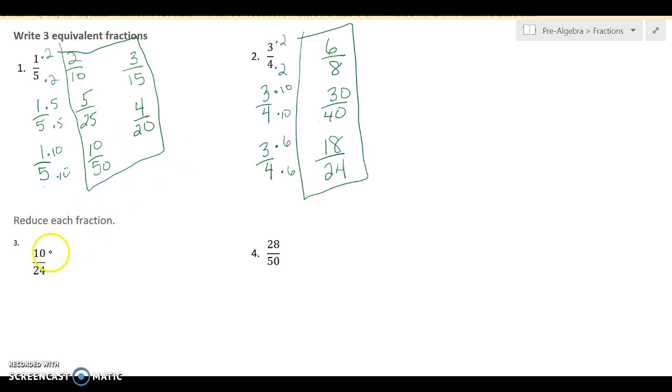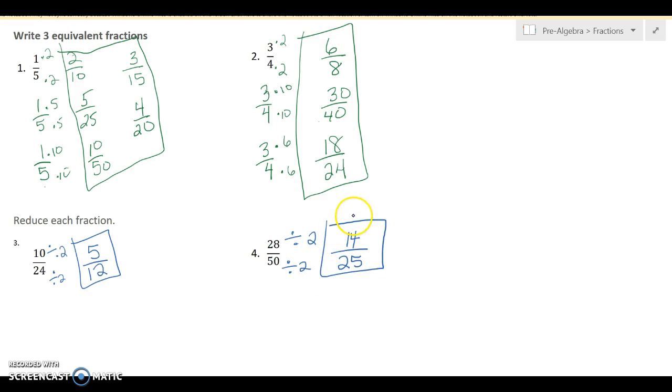You should have hopefully recognized that these are even, so 2 goes into both of those. 10 divided by 2 is 5. 24 divided by 2 is 12. And then that's reduced. There's nothing else you can do. Same thing for number 4. It is also even numbers, so I divide both by 2, and I get 14 over 25. And that's reduced. There's nothing else that can go in those. So reducing may seem harder because you have to divide, but in the end, it might be less work because you only have to find one answer.